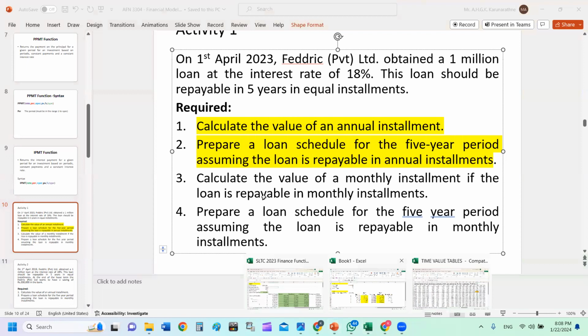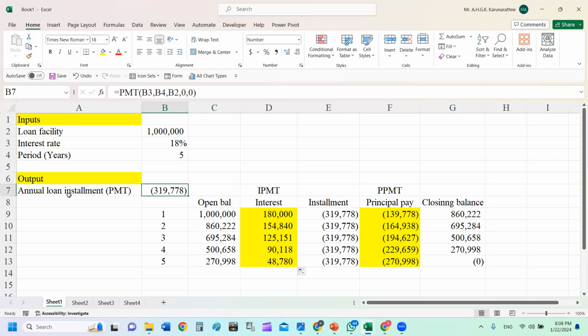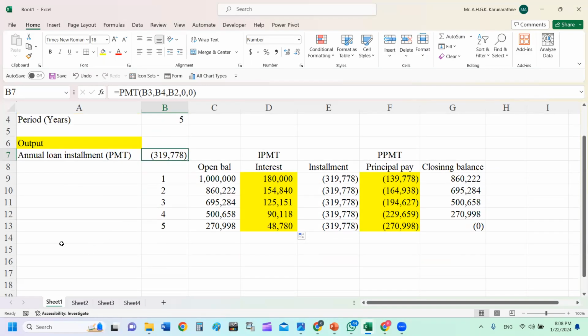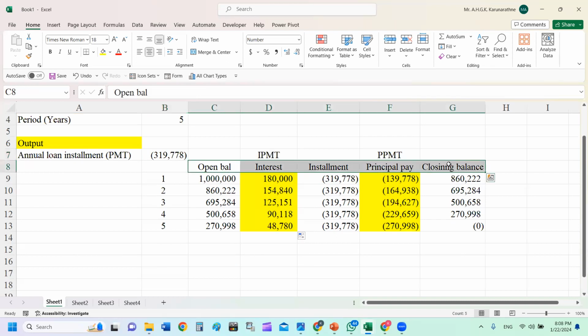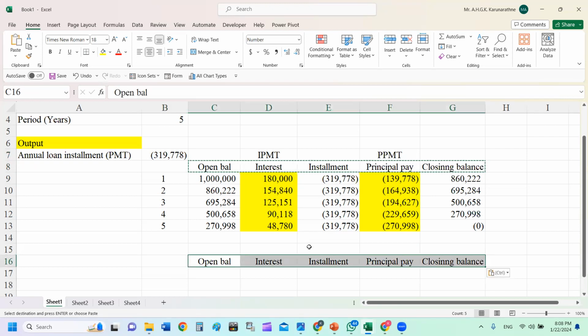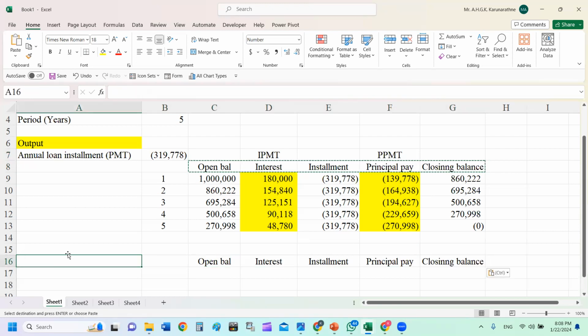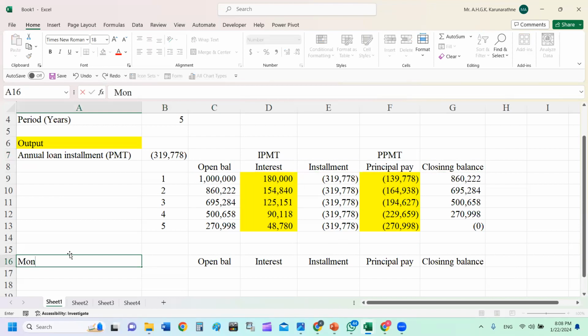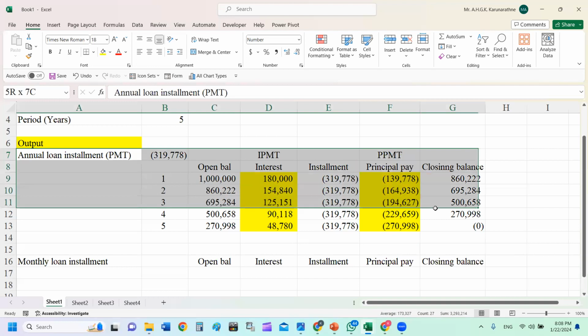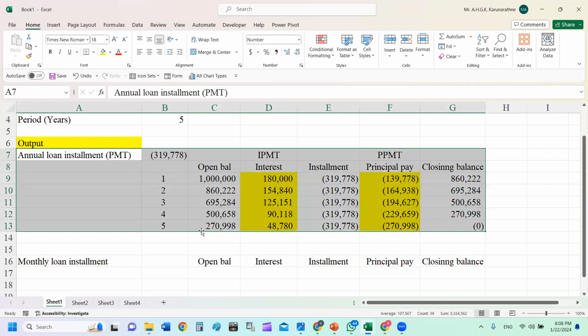So let's try it now. This is the annual loan installment. So we'll consider another scenario. Let's look at the monthly scenario separately. Again prepare another repayment schedule, and we'll compute the monthly loan installment. This is the first scenario, right? Make sections for part 1 and part 2, part 3 and part 4.